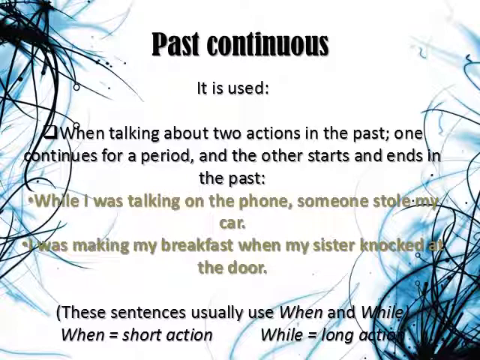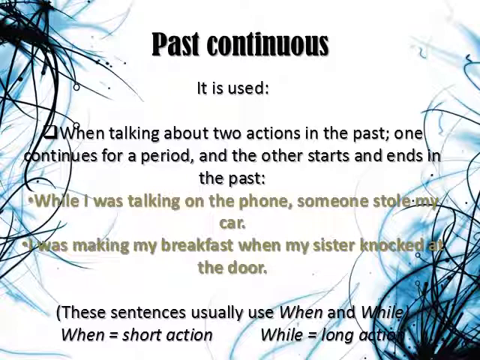Let's take another example. I was making my breakfast when my sister knocked at the door. So here, I was making my breakfast. The sentence is in the past continuous. We'll later see how we form the past continuous. I was making my breakfast. So this sentence was continuous or was in progress when the second action, in simple past, starts and ends, and the verb of the action is knocked. You can see that the verb is a regular verb. That's why we added ed at the end.